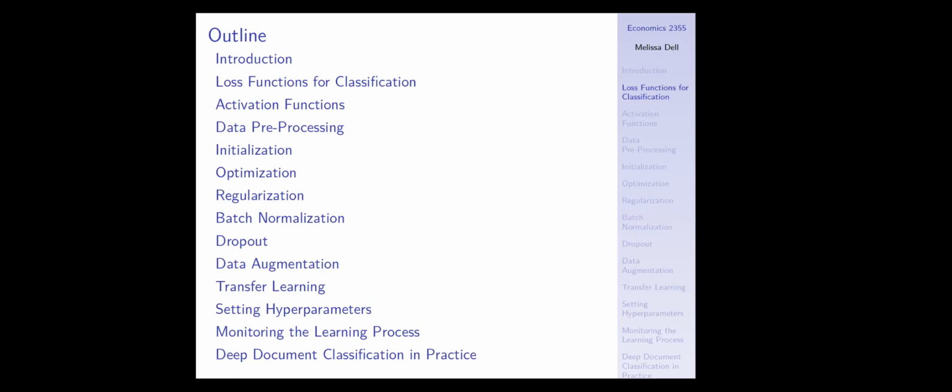Okay, so once we've preprocessed the data and initialized the network, we need to actually optimize it, and we'll talk about different optimization algorithms. And then we'll talk about regularization, which is how we avoid overfitting. There are different ways to regularize. We'll talk about batch normalization.